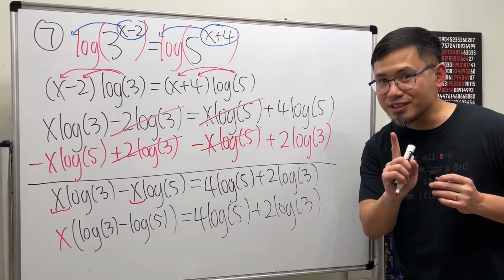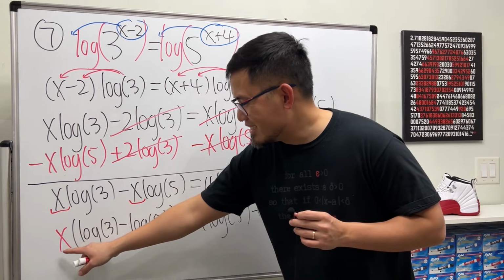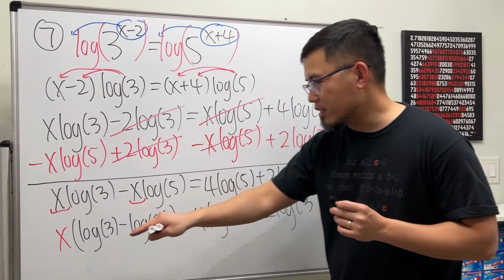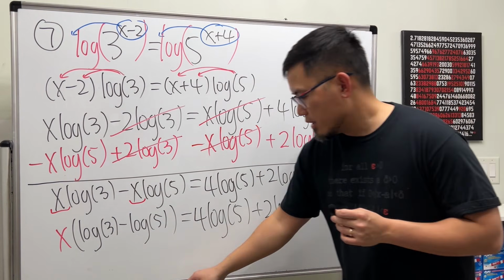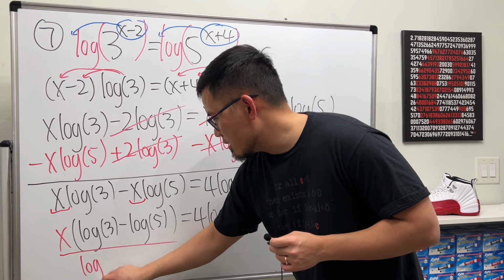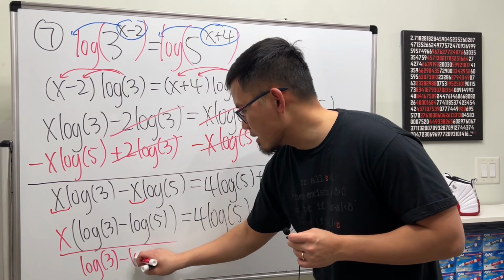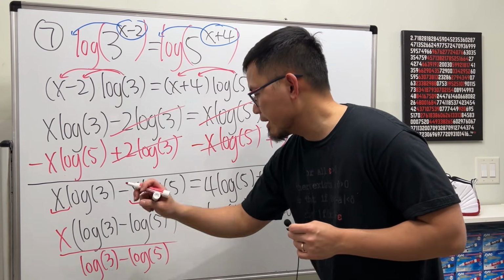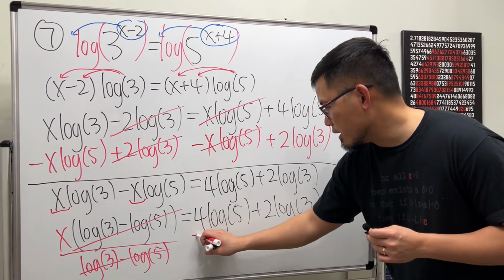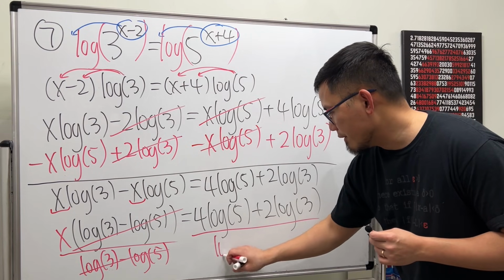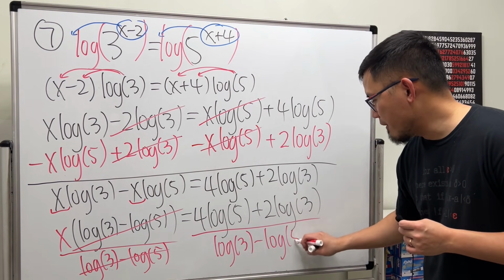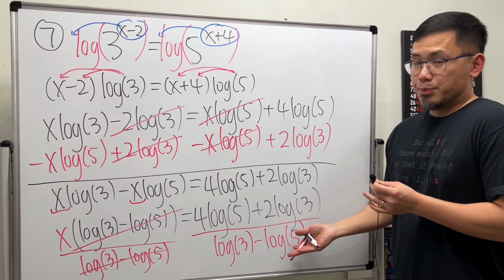Whew, we're almost done. Why? Because this is x times this quantity. All we have to do is divide it by that quantity on both sides, then we'll be done. So have a look. I will divide this by log of 3 minus log of 5, so that this and that cancel. And then, of course, go ahead and do the same thing here. We have log of 3 minus log of 5. And that's pretty much it.